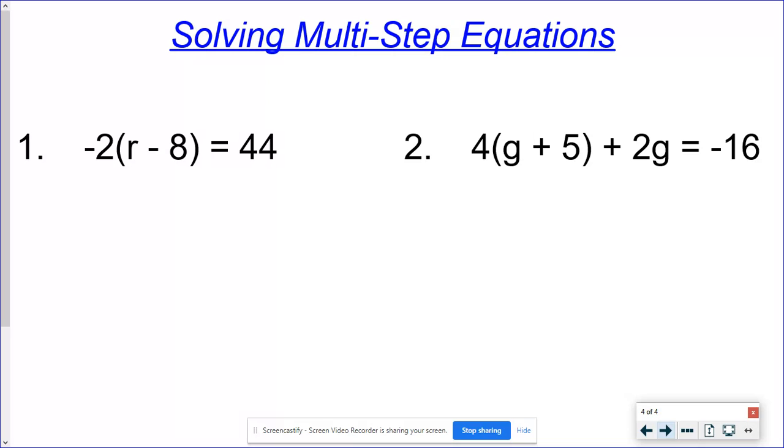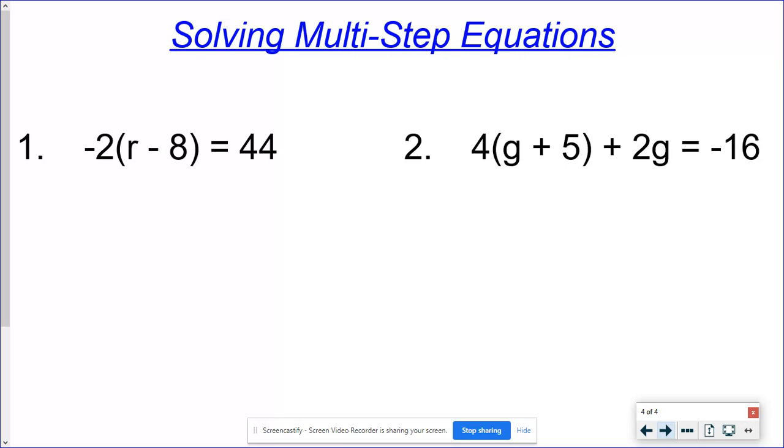For these last two problems, multi-step equations, we have more to do here. Both of these have some distribution, that's the parentheses. I know for order of operations, we do the stuff inside parentheses, but in both of these problems, if you look at what's inside the parentheses, I can't do anything. I can't do r minus 8 because I don't know what the r is. I can't do g plus 5. I don't know what the g is. So I can't do any of that.